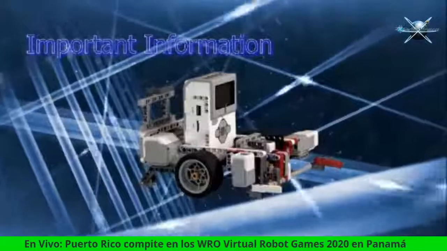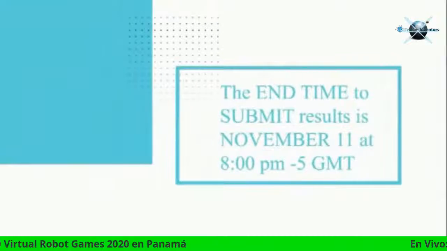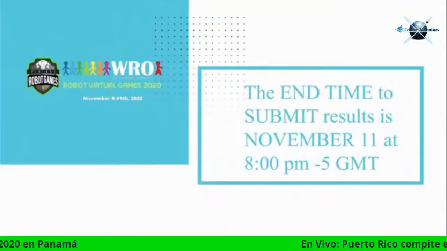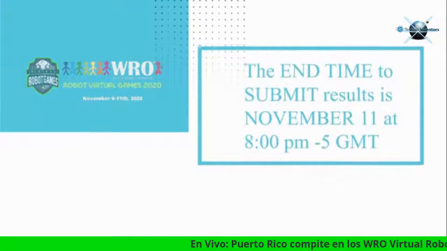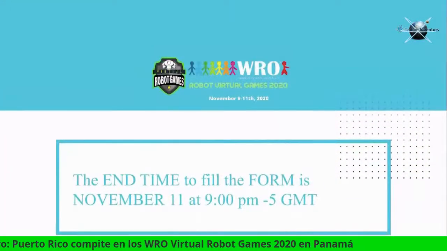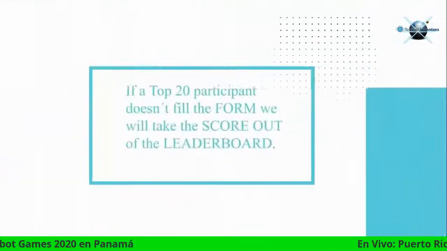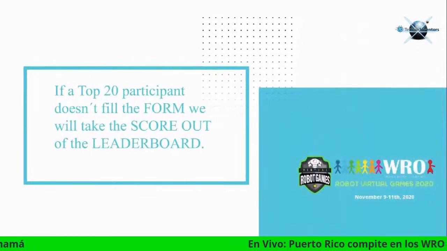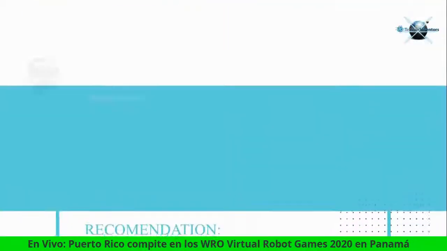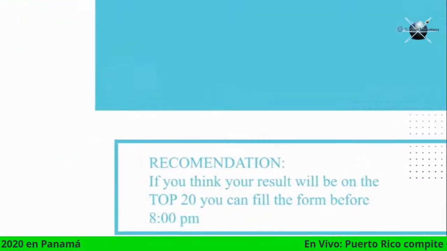Important information. The end time to submit results is November 11 at 8 p.m., minus 5 GMT. The end time to fill out the form is November 11 at 9 p.m., minus 5 GMT. If a top 20 participant doesn't fill out the form, we will take the score off the leaderboard. Recommendation: if you think your result will be in the top 20, you can fill out the form before 8 p.m.